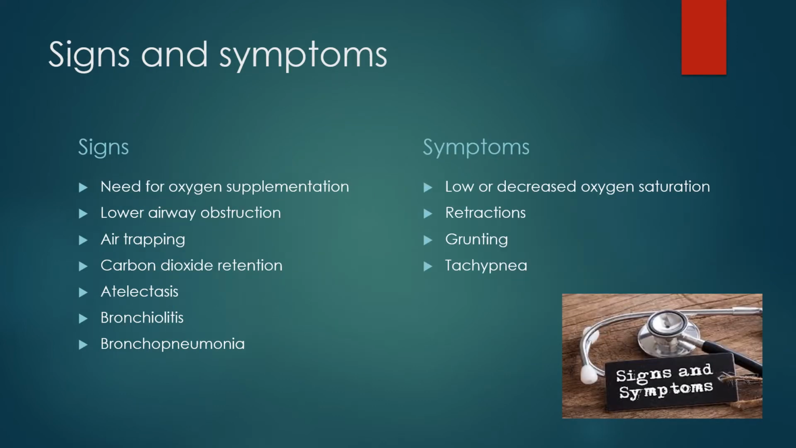Now we're going to review the signs and symptoms. Patients with BPD will need oxygen supplementation. They might develop lower airway obstruction, air trapping, CO2 retention, atelectasis, bronchiolitis, and bronchopneumonia. They might show low or decreased oxygen saturation, retractions, grunting, and tachypnea.